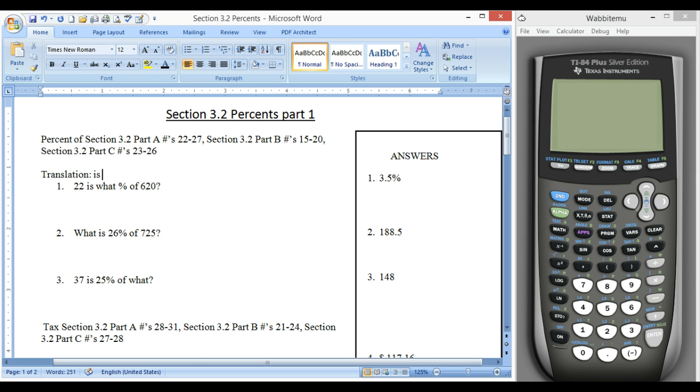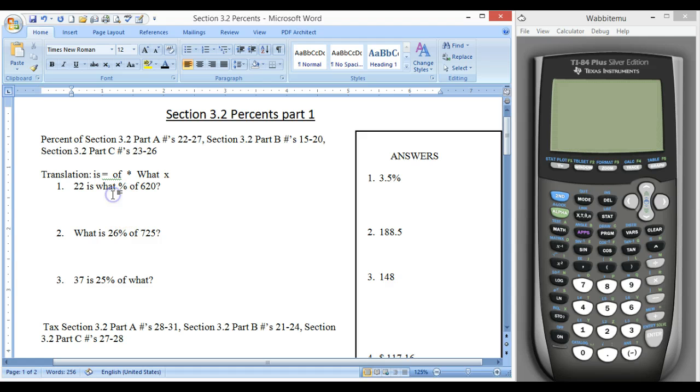When you see the word is, replace that with an equal sign. The word of in English translates into the math symbol of multiplication. And percent, of course, stays percent. In our case, what or what number, or the case where we don't know what we're looking for, we replace this with a variable. And for our case, just to keep consistent and not to have to think which of the letters I want to use, we're just going to keep using X.